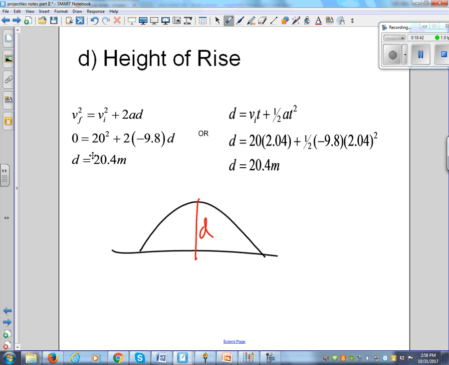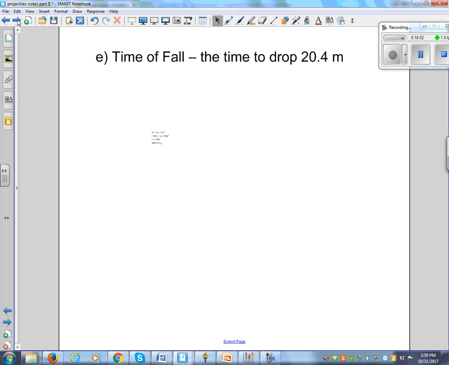Now, did you actually need to do part C to do it this way? You don't need to know the time, right? So this one eliminates part C. Okay, so that's the height of rise. Now what about the time of fall? How long does it take?